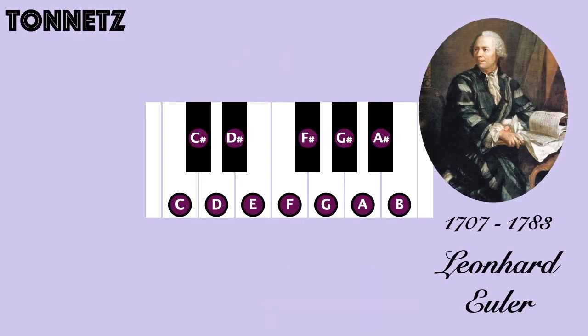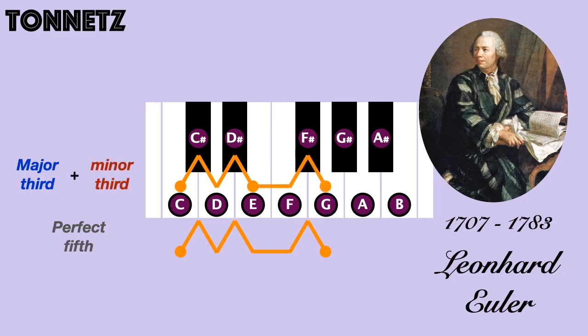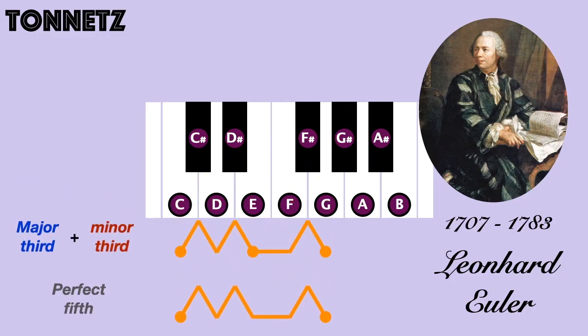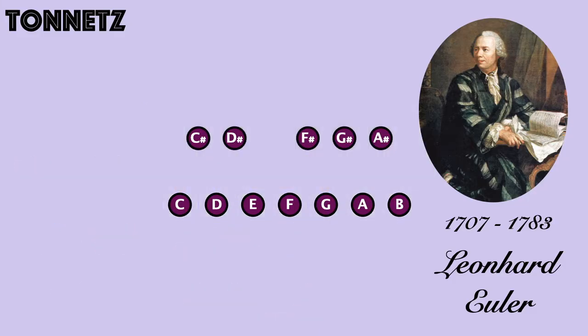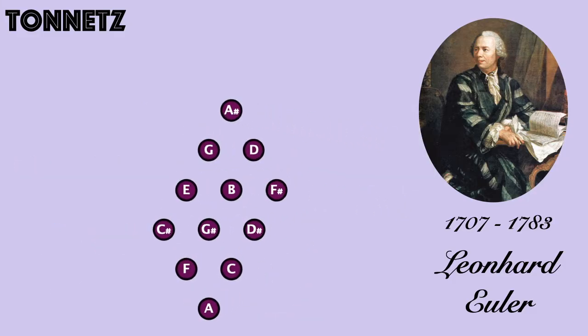In 1739, the famous Swiss physicist and mathematician Leonhard Euler studied the relationship between notes according to the interval defined between them, based on the idea that a perfect fifth interval is equivalent to a major third and a minor third combined, as well as to a minor third and a major third combined. He rearranged the 12 notes of the musical system in a hexagonal grid, so that this equivalence becomes more evident, as we will see in a moment.